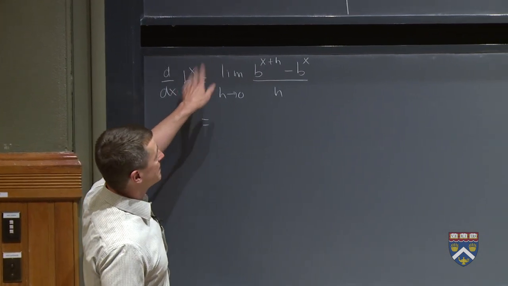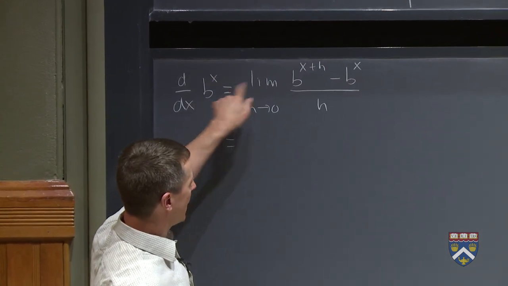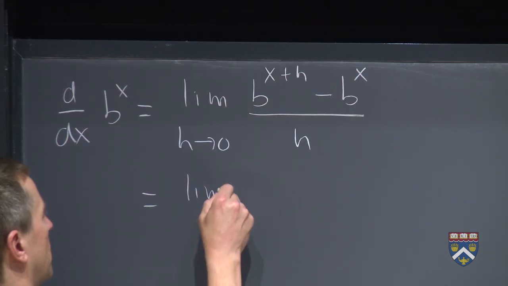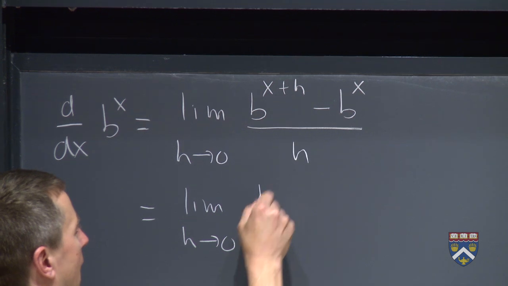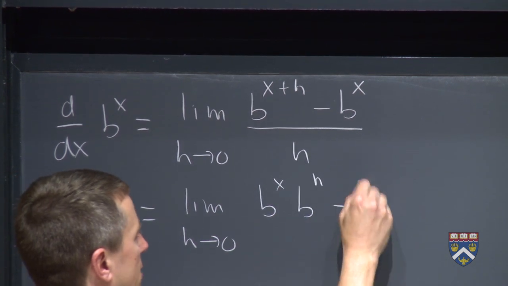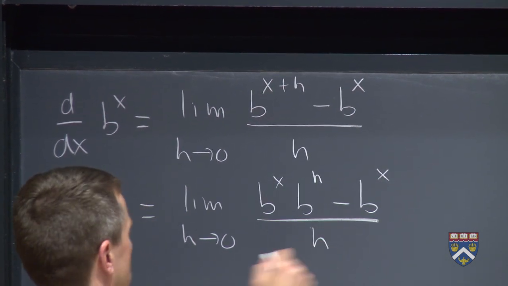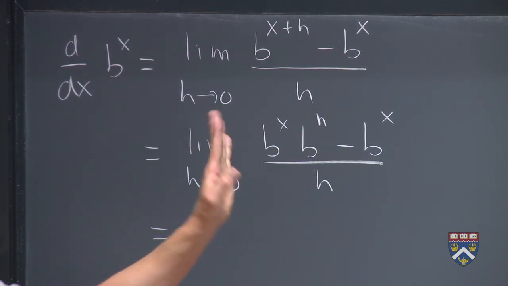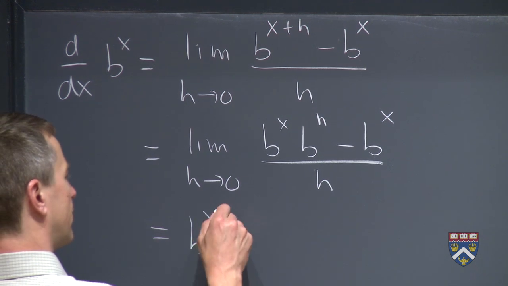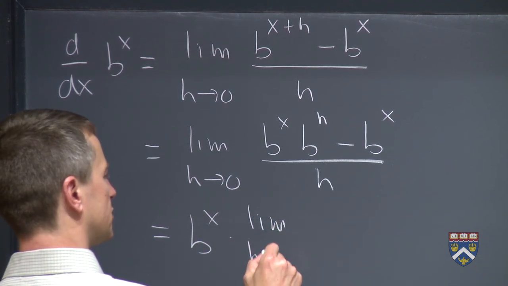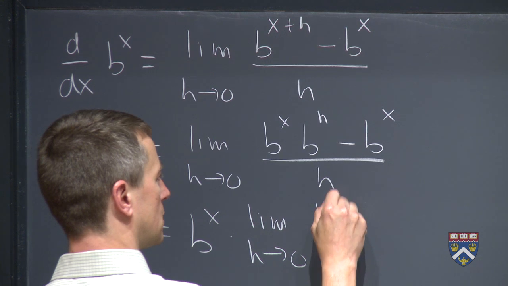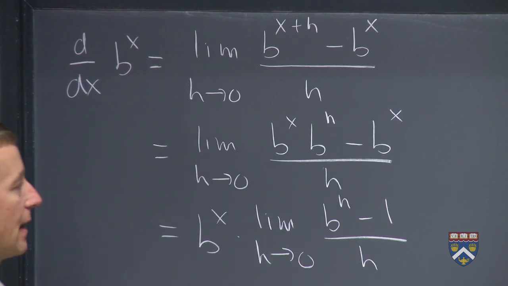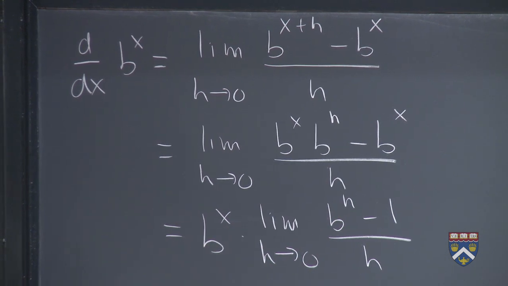So we're going to go through the same steps as we did with 2 to the x. Taking the derivative of b to the x, we get f of x plus h minus f of x over h. And then we do the same exponent rule as we did with 2 to the x. And then again, from the point of view of this limit as h goes to 0, these b to the x terms are both constants, so we can pull them all the way out front, just like we did with 2 to the x. b to the h minus 1 over h. And this is the thing that we would like this limit to equal 1.